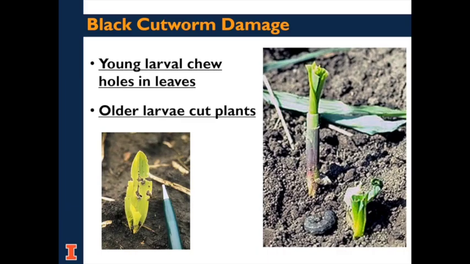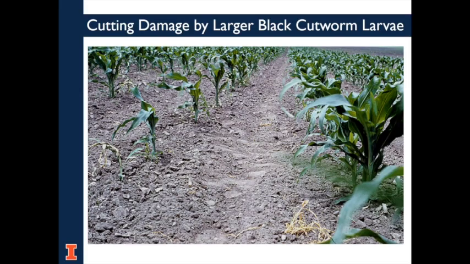These larvae are large enough to wrap their bodies around the young corn plants and chew the tops all the way off. Corn is most susceptible to this type of damage in the vegetative leaf stages 1 through 4. Cutting can kill the plants or cause stunting. In this image, you can see cut and stunted plants in multiple rows.